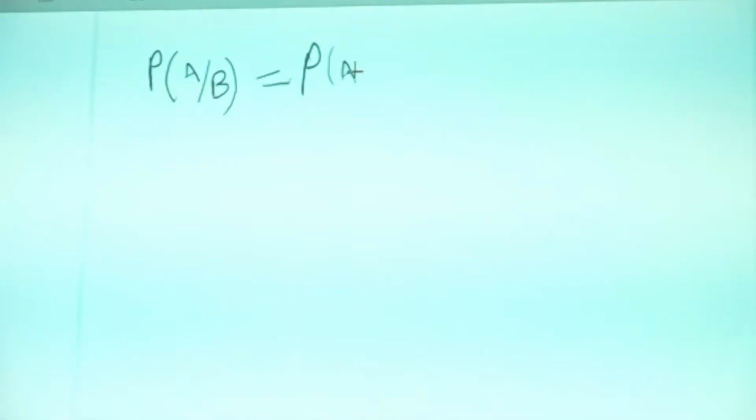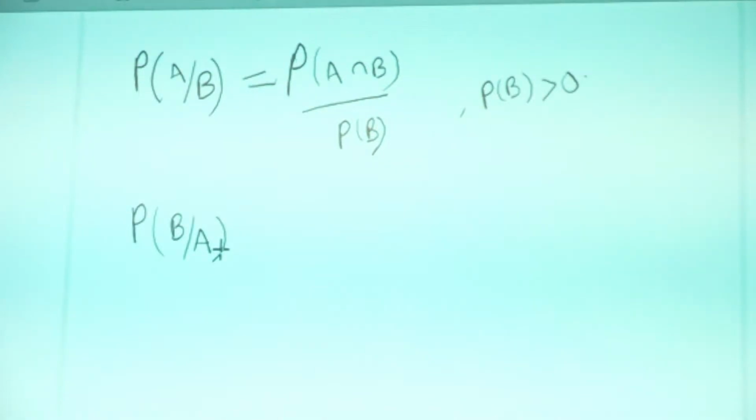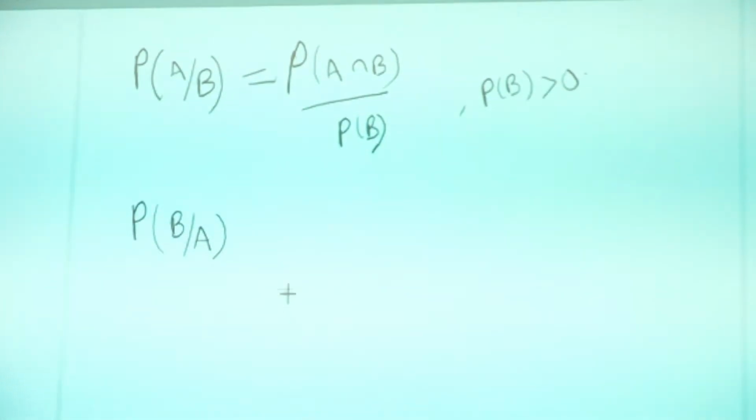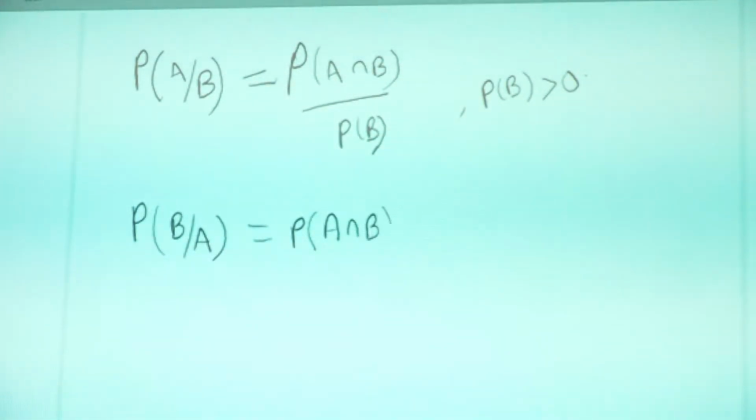Probability of happening of A after the happening of B is P of A by B, which is written as P of A intersection B by P of B, provided the denominator value is greater than 0. And similarly, P of B by A, probability of happening of B after the happening of A, is P of B intersection A or A intersection B, both mean the same. So P of A intersection B by P of A, where P of A is greater than 0.